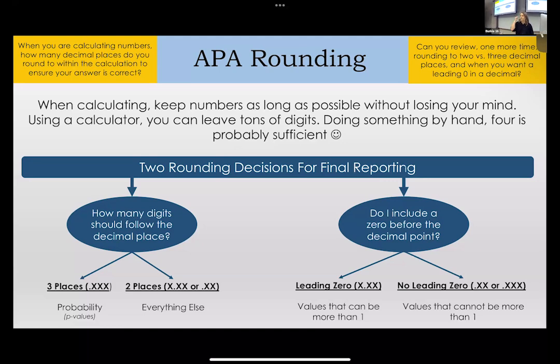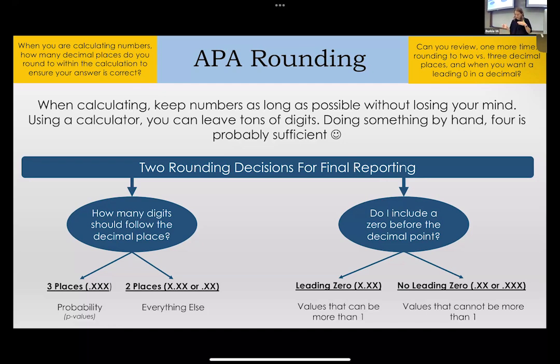You can think about why. What's our cutoff region for probability? Right, 0.05, right? So knowing whether something is 0.049 or 0.051 matters. That's why probability gets rounded to 3. Everything else is 2.